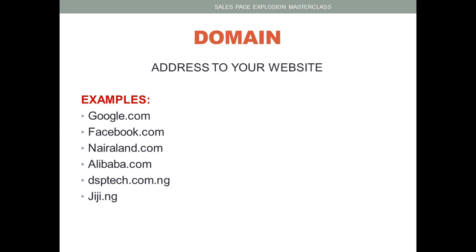If you want to visit Google now, you have to type Google in your web browser. If you want to visit Facebook, you have to type Facebook in your web browser. So that's what domain is all about. Now you will see we have .com, google.com. The last link that I put here is gg.ng. Now that .com and that .ng, they are referred to as domain extensions. I will talk more about that in our next video.